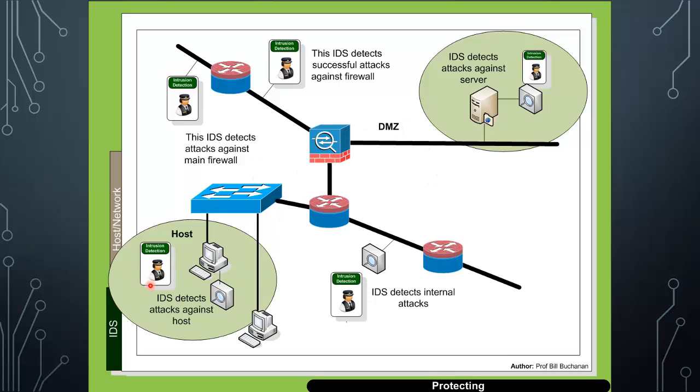Okay, so our IDS often have different objectives. This IDS here is detecting against attacks against a server. This one here is detecting against attacks against a host. And this one here is detecting against internal attacks. This one here is detecting against attacks against the main firewall, and this one actually, because some of the intrusions could be detected, blocked, this one is detecting any successful breaching of the firewall.